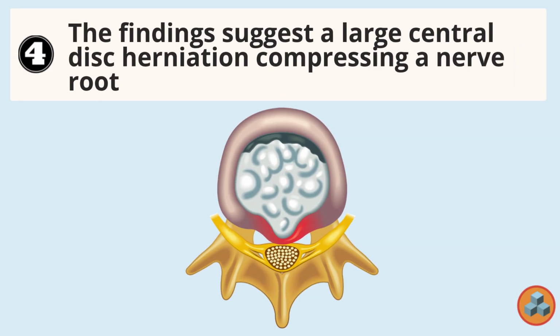Option 4. The findings suggest a large central disc herniation compressing a nerve root. When a disc herniates centrally, it can compress nerve roots on both sides of the spinal canal. When we raise the unaffected leg, it shifts the spinal cord and nerve roots slightly within the canal, placing tension on the compressed nerve root on the opposite side and reproducing symptoms.